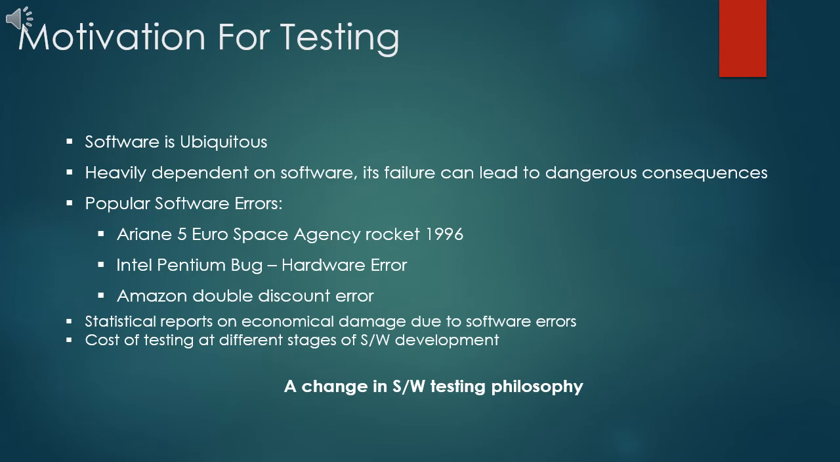Sadly, in some cases, human lives were even lost simply due to software errors. I hope you people understand the intensity. Due to software errors, human lives have been lost. Okay. Ariane 5 is a space rocket which crashed immediately after takeoff due to a software bug.